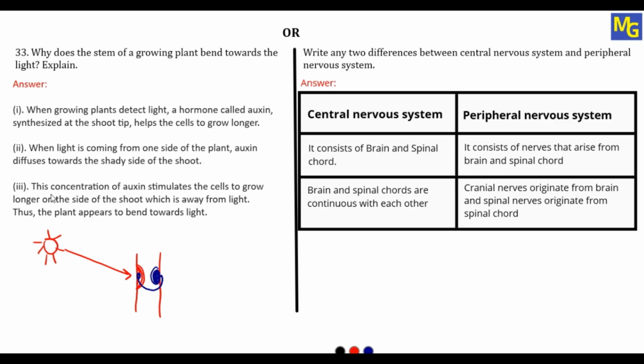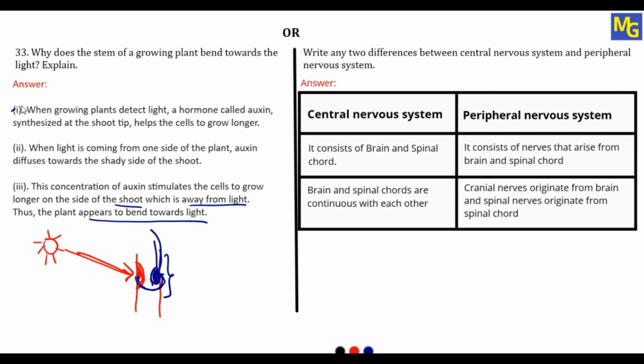So see the next point. This concentration of auxin stimulates the cells to grow longer on the side of the shoot which is away from the light. If you see, this is the part which is towards the light, and here auxin will be secreted, but it will be diffused to the backside or shady part of the plant. Therefore whatever growth occurs will be stimulated in this area, and it appears to bend towards the light. From this side growth will be faster, and the plant looks like it is bending towards the light. So this is the answer.